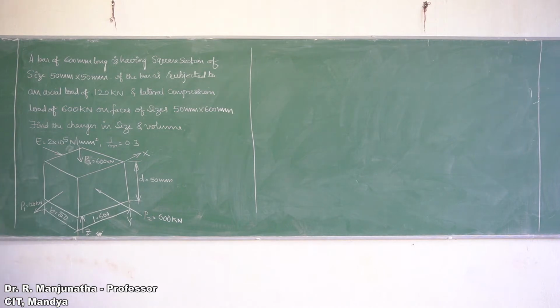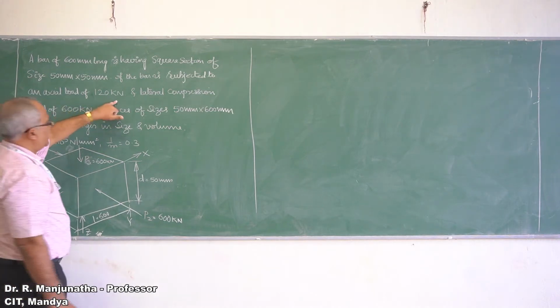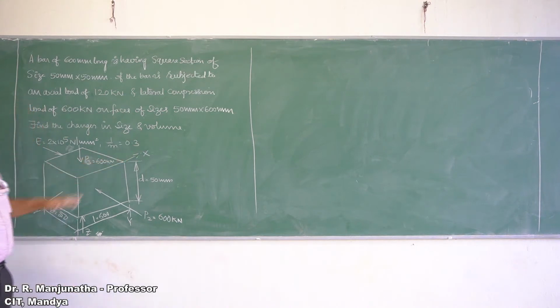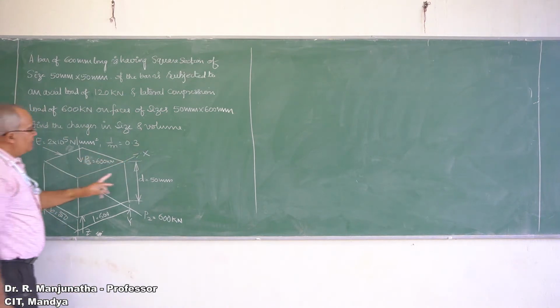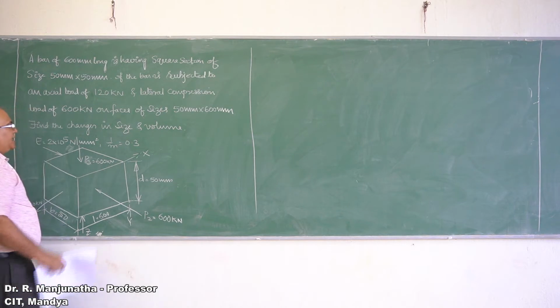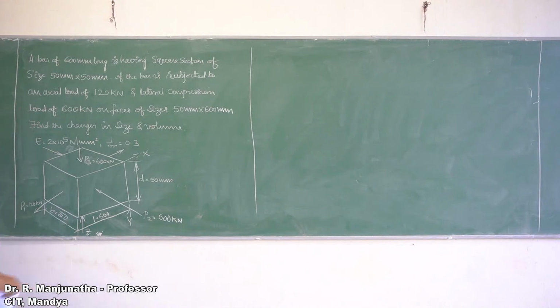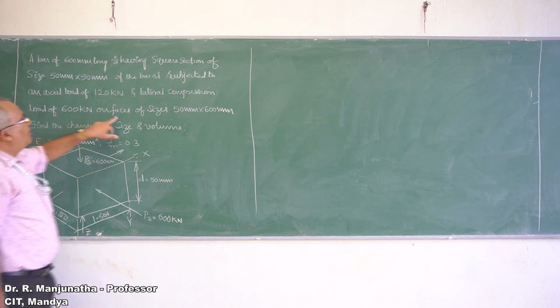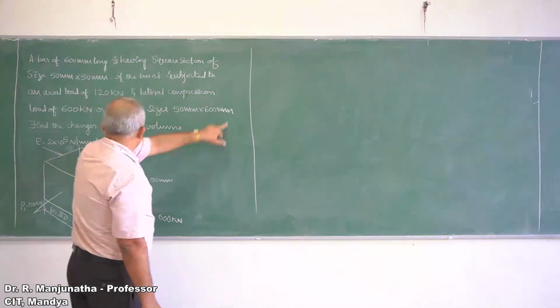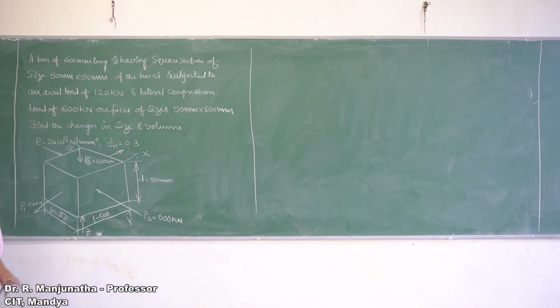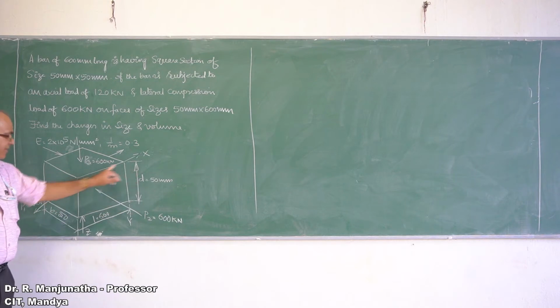If the bar is subjected to an axial load of 120 kN along the x direction, so we have an axial load P1 equal to 120 kN. On this side also you are going to have 120 kN. And a lateral compression load of 600 kN on faces of sizes 50 mm by 600 mm. So the lateral compressive load P2 is 600 kN on the 50 by 600 mm face.